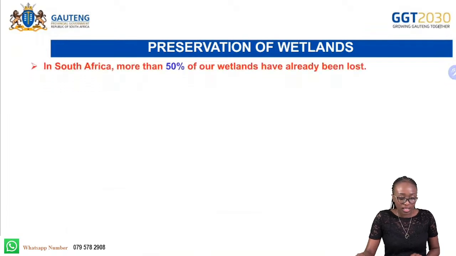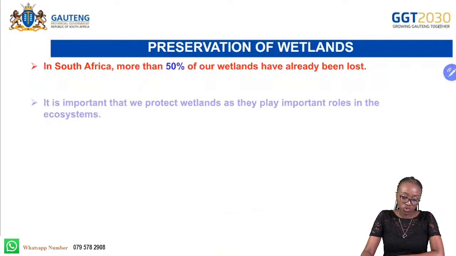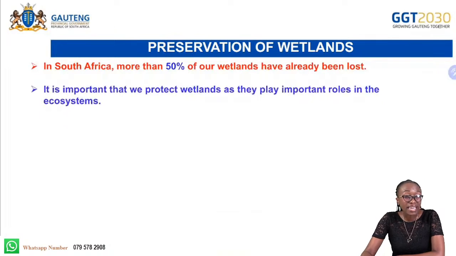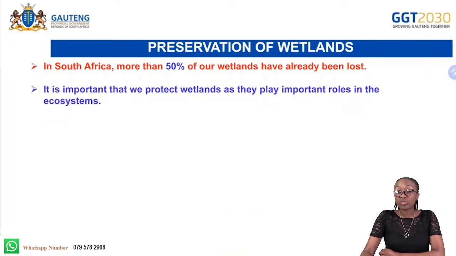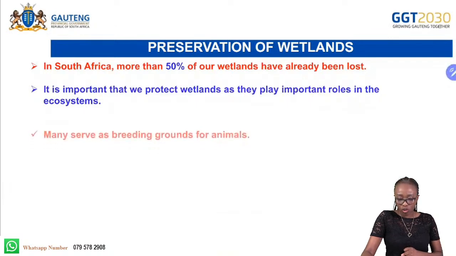Okay, now in South Africa, more than 50% of our wetlands have already been lost. That is devastating news, isn't it? So this is why it is very important to protect the ones that we have left, as they play an important role in our ecosystem. Remember, they are good for flood control. They are also habitats for different living organisms, and they are like sponges and they hold water.